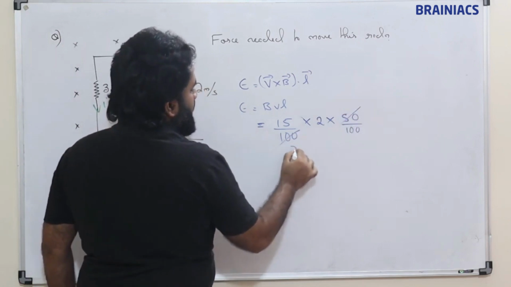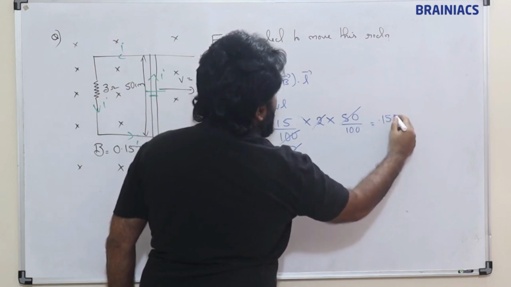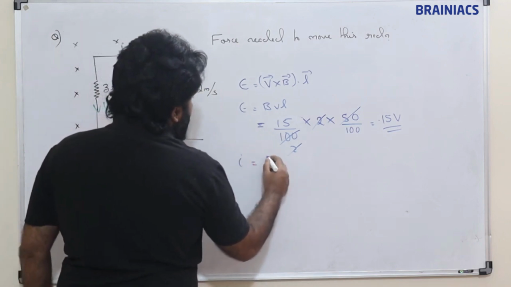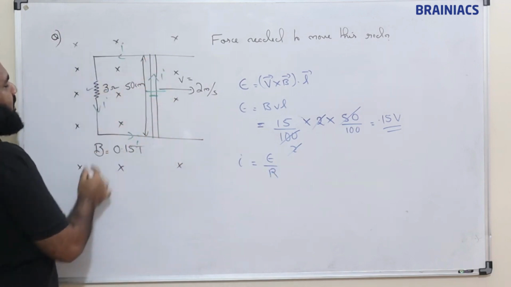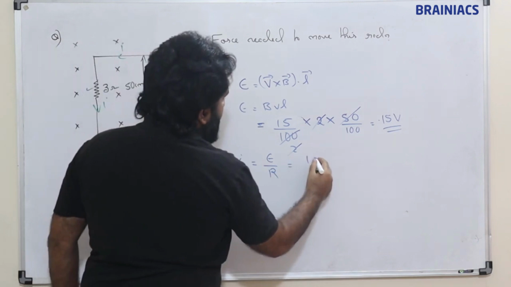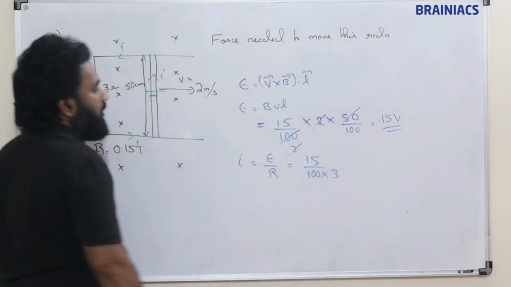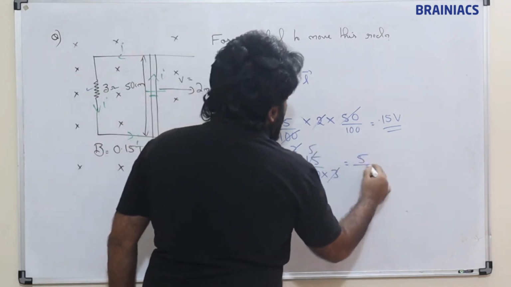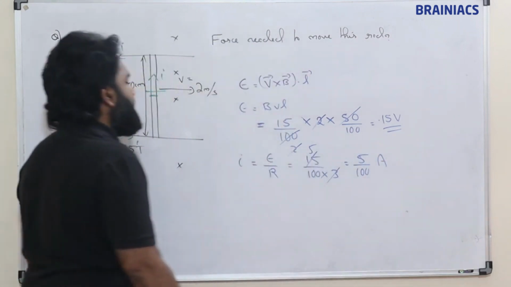So this is going to be 0.15 volt. 0.15 volt will be the EMF. Now if we need to find the current, I is equal to what? E by R. There is no resistance mentioned about this rod except this external resistance. So this is going to be 15 by 100 into 3. So this is going to be 5 by 100, or 5 into 10 raised to minus 2 ampere. Right, so this is the current.